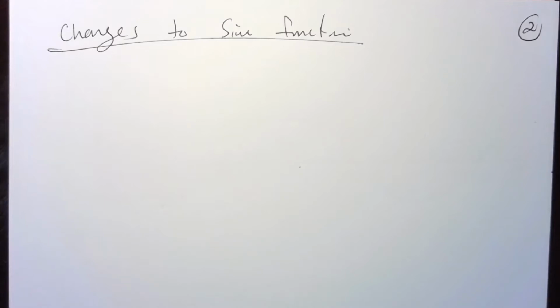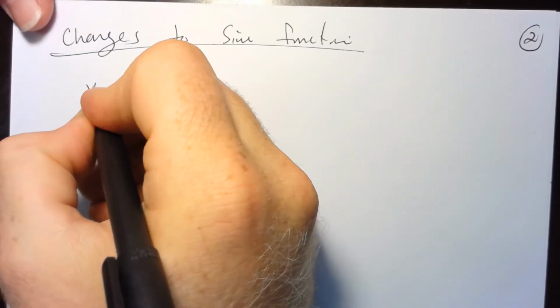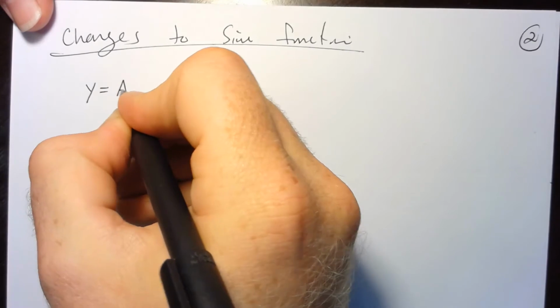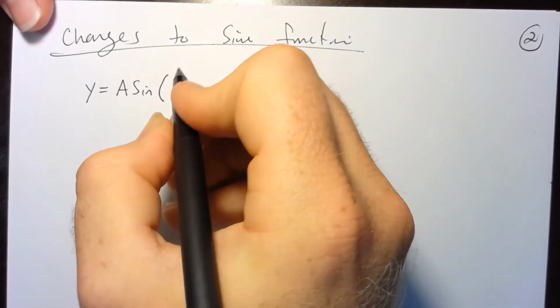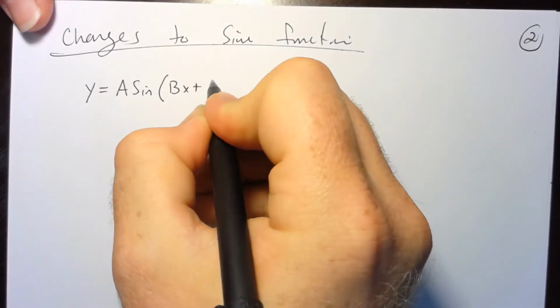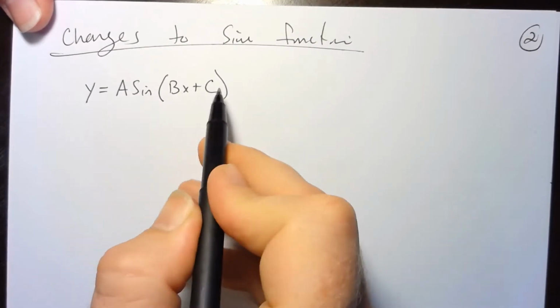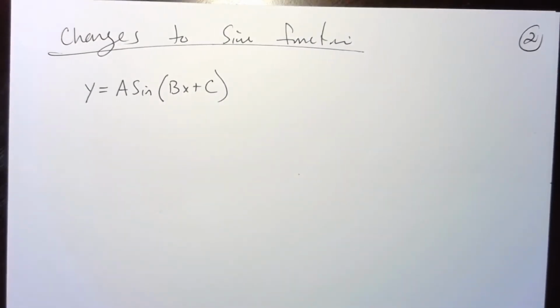In this video, we'll be talking about the modifications that can happen to a sine function, specifically the graph of the sine function. So what we're going to start with is if I have y equals a sine of bx plus c. These values a, b, and c are the values that we're going to have to focus on to understand what the graph is going to look like.